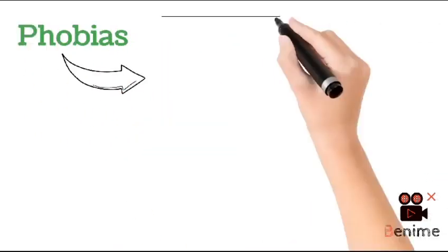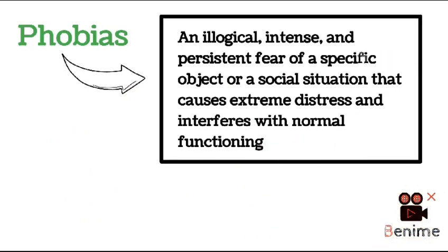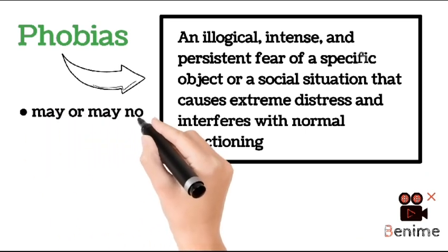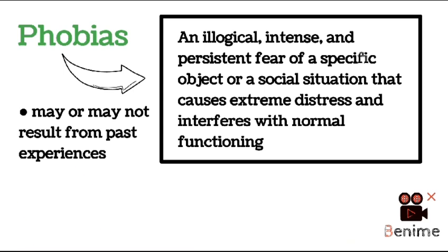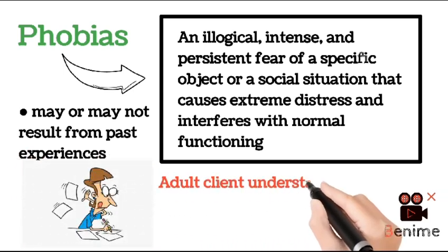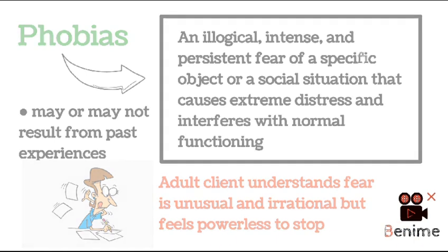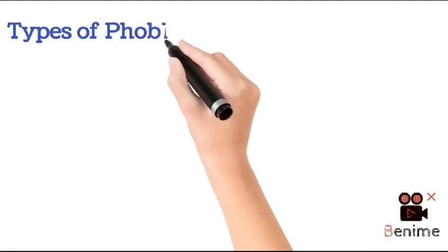Phobias. An illogical, intense, and persistent fear of a specific object or a social situation that causes extreme distress and interferes with normal functioning. It may or may not result from past experiences. And the point that I want you to note is, the adult client understands the fear is unusual and irrational but feels powerless to stop it. Let's discuss the types of phobias.